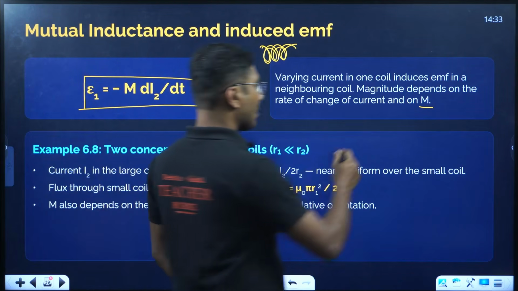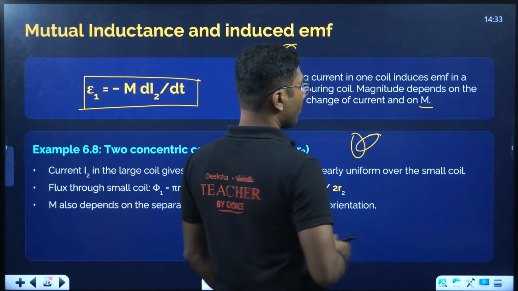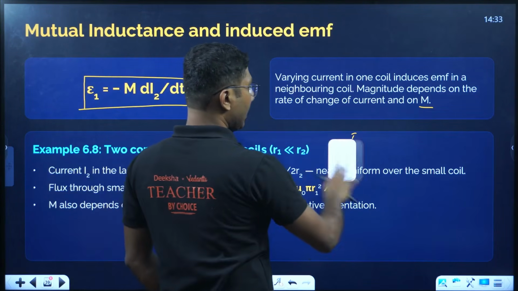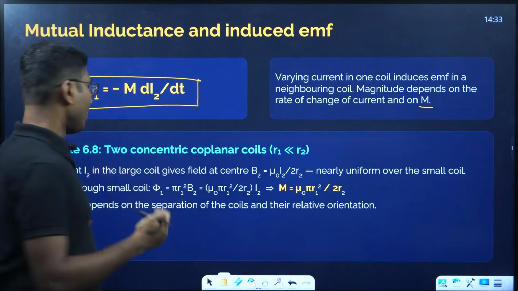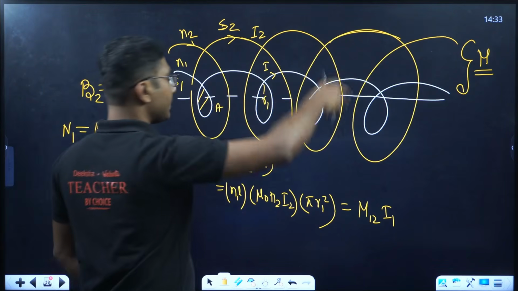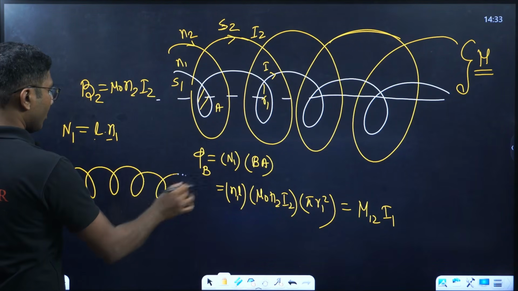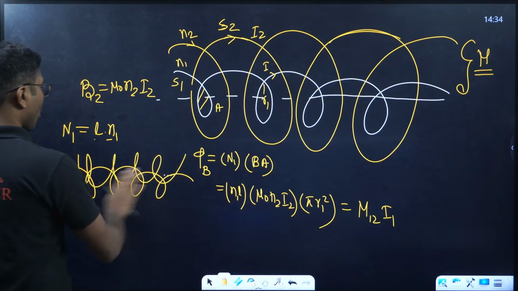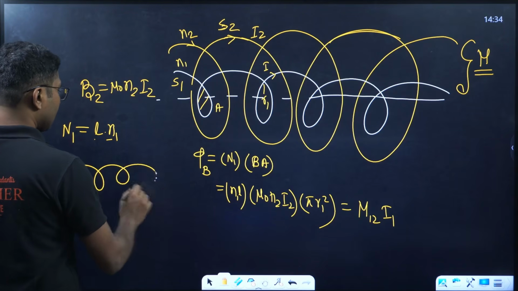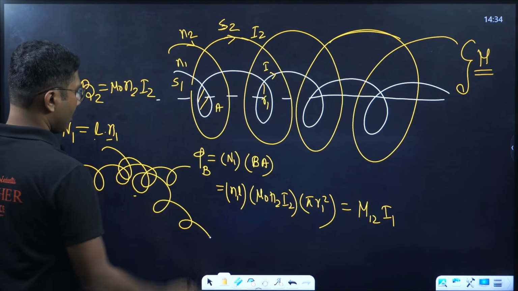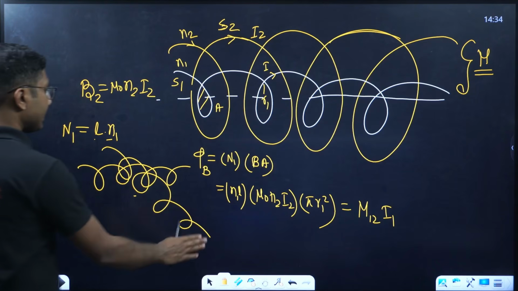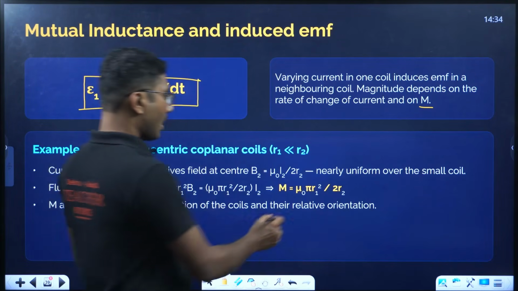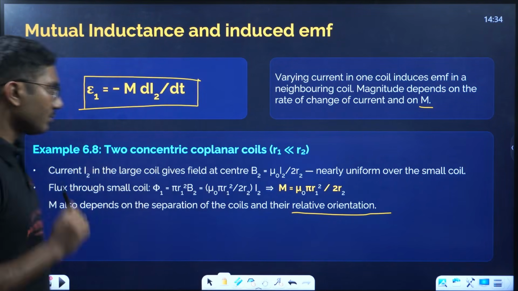So suppose we have one coil like this, and another coil like this. Their orientation also determines how much EMF will be generated. So far what we are discussing, they are concentric. Now instead of concentric we can have one coil like this and another coil like this. They have different configurations, or maybe one coil like this and another coil like this. So how they are oriented, the angle between these coils, also changes their mutual inductance. It depends on the relative orientation as well.